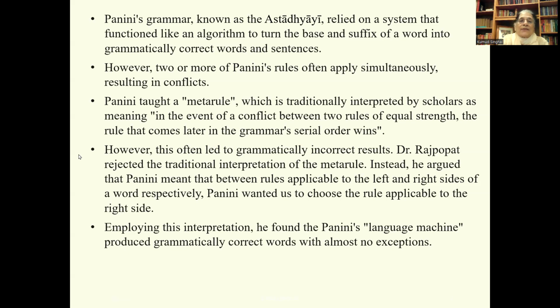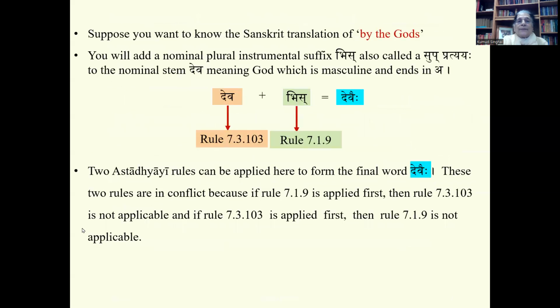Dr. Rajpopat rejected the traditional interpretation of the meta rule. Instead, he argued that Panini meant that between rules applicable to the left and right sides of a word respectively, Panini wanted us to choose the rule applicable to the right side. Employing this interpretation, he found that Panini's language machine produced grammatically correct words with almost no exceptions.